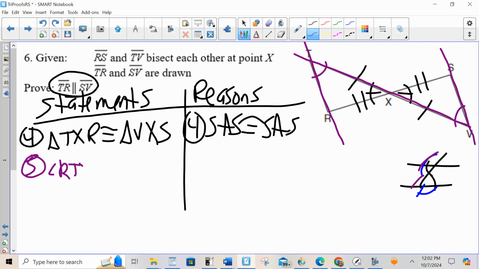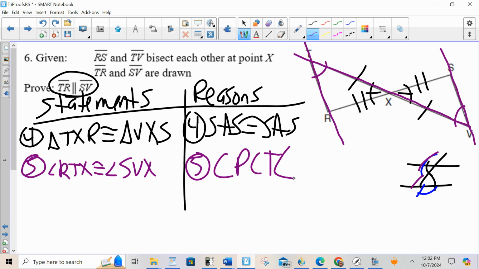Angle RTX is congruent to angle SVX. And that's CPCTC. That's not alternate interior angles. The reason that those are congruent, if those triangles are congruent, those are corresponding angles of those triangles. And now, those happen to be alternate interior angles. I can state that TR is parallel to SV.